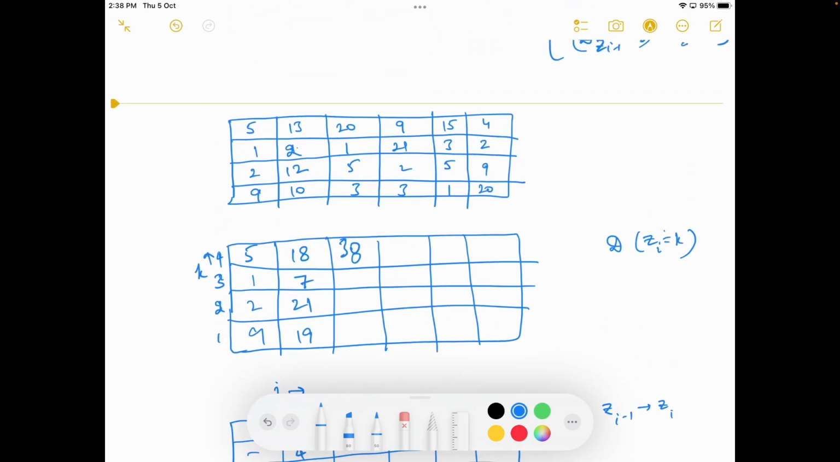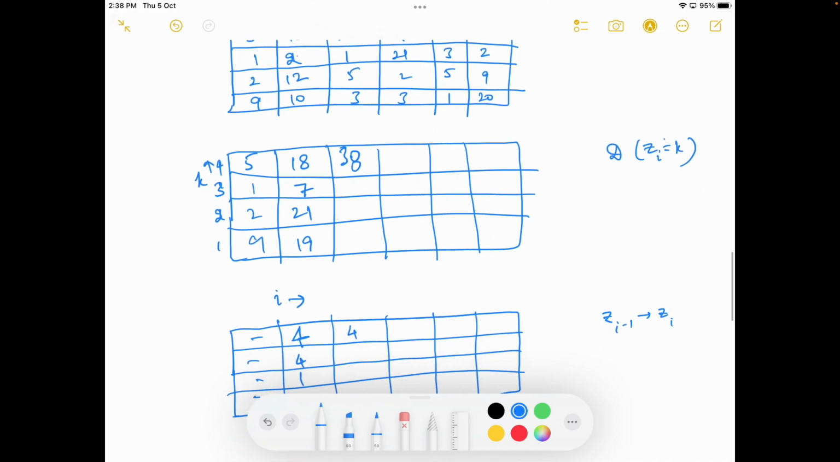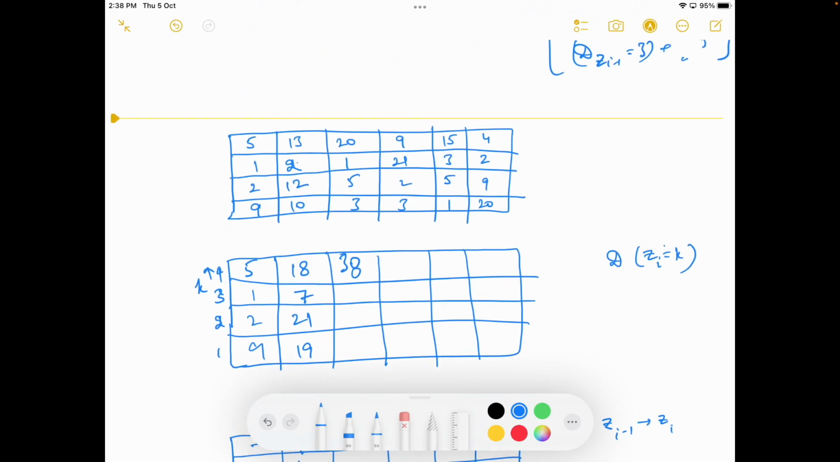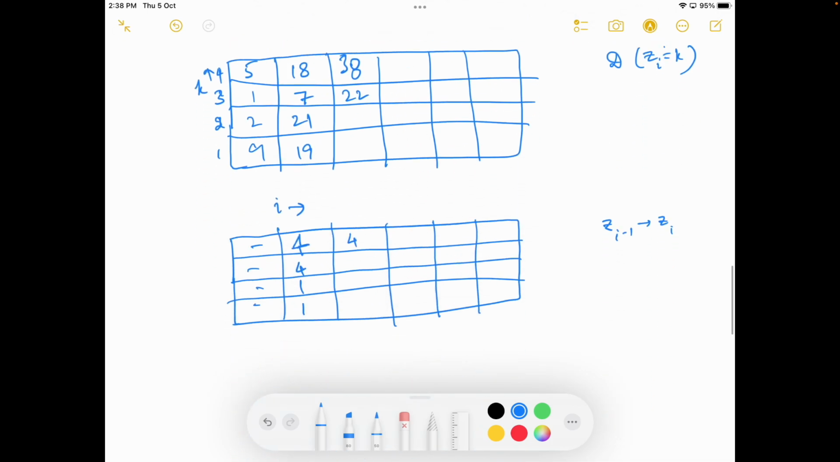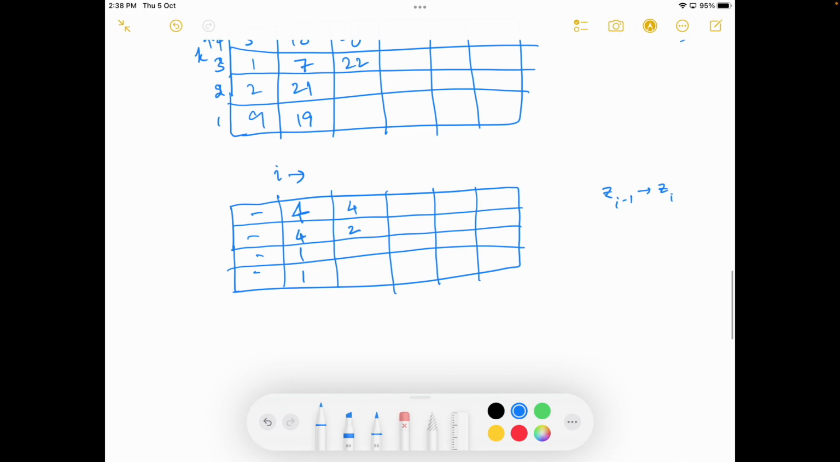Okay, to come here, what is the best path? So either 18 or 17. So let's take 18. No, sorry. To reach here, there are 3 possibilities. Either 18 or 7 or 21. So I'll take 21. Okay. So this becomes plus 1, which is 22. And the link to the previous path is 2.